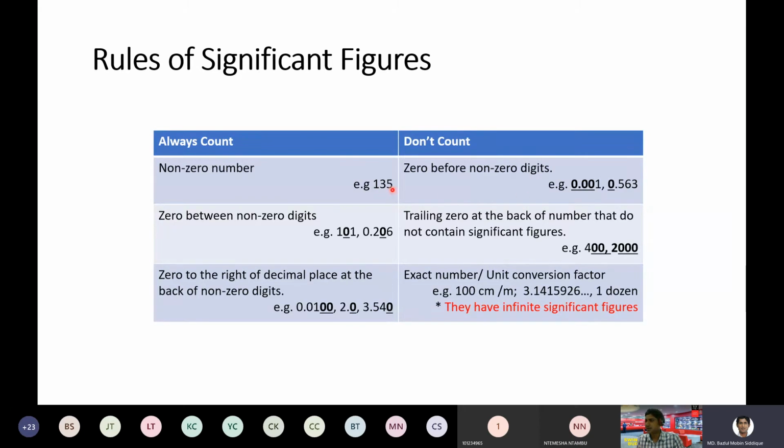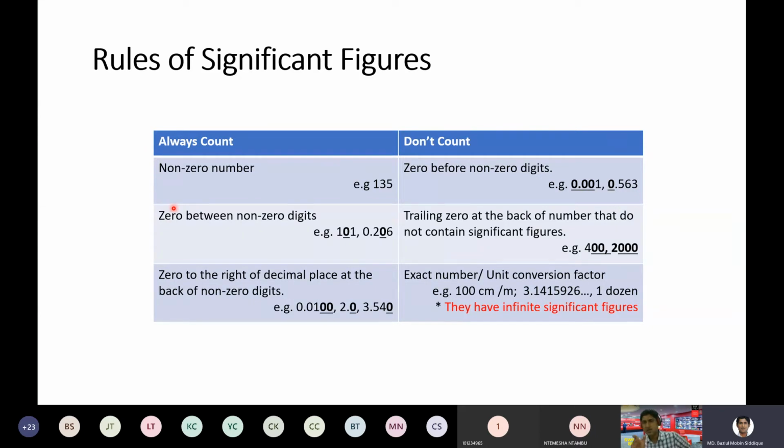So here there are 3 significant figures: 1, 3, 5. Here it is only 1 significant figure for 0.001. And for 0.563, there are 3 significant figures, right? So this 0 is not counted.